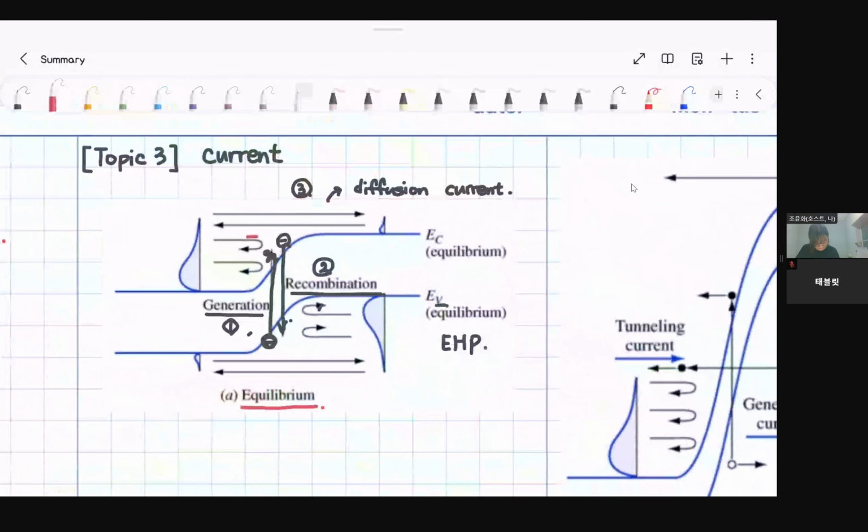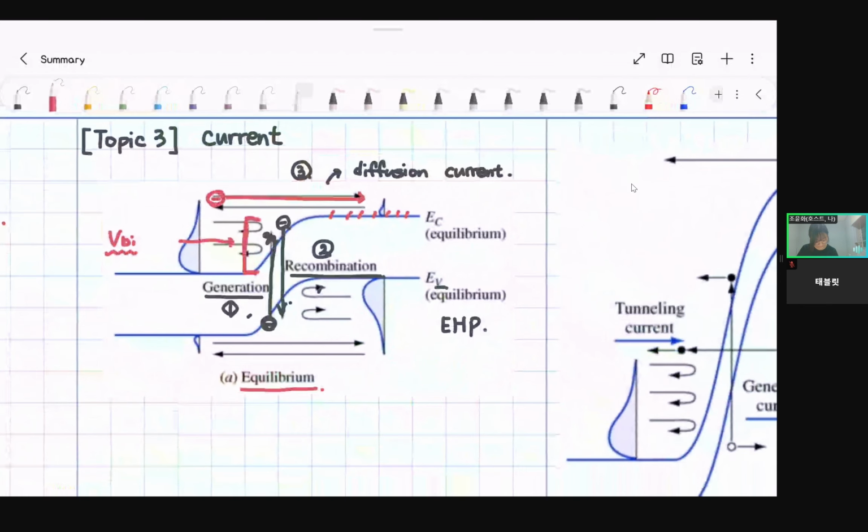But in the equilibrium state, it can't have much diffusion current because it has this barrier. We call that the built-in potential. By this barrier, the electron can't go to the other type, so it doesn't have much current. Only a little current flows.